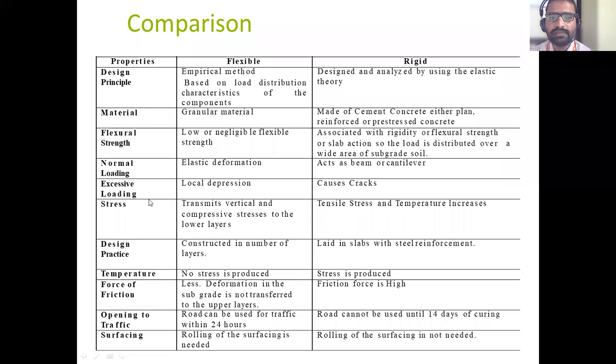So this is important from the exam point of view. Comparison between flexible and rigid pavement. So what is the main difference? Okay. First one is design principle, how flexible pavement and rigid pavement are designed. So can anybody give me an example for the flexible pavement? Roll number 20, example for the flexible pavement.